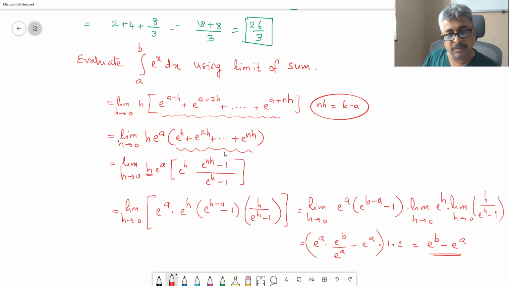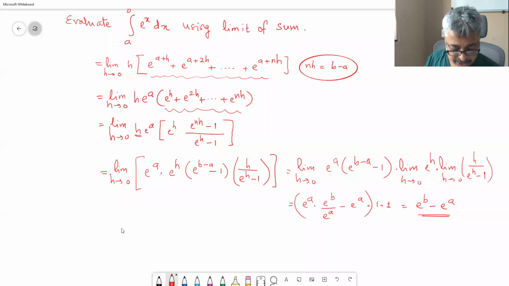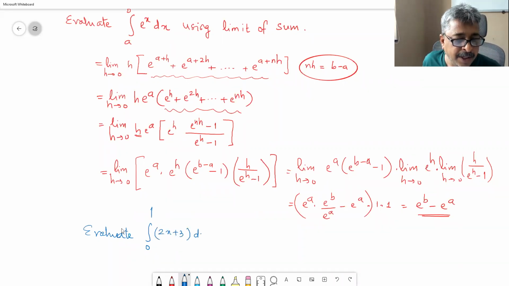Okay, now I want you, each one of you, to solve at least one problem in this. Therefore I give you one more problem which is very simple, which we should not solve using this concept, but we will solve. Evaluate integral 0 to 1 of 2x plus 3 dx using limit of sum.